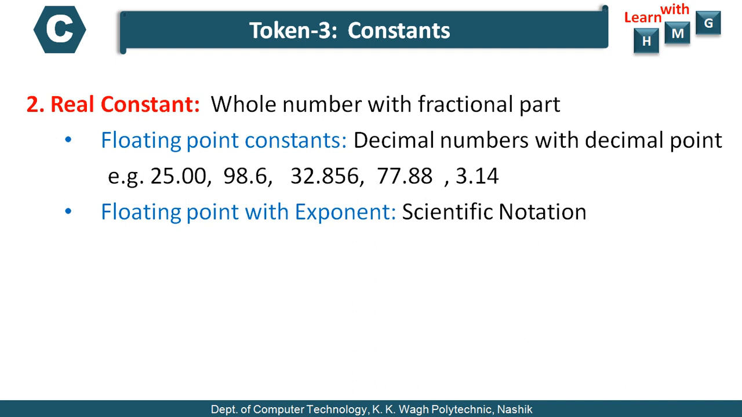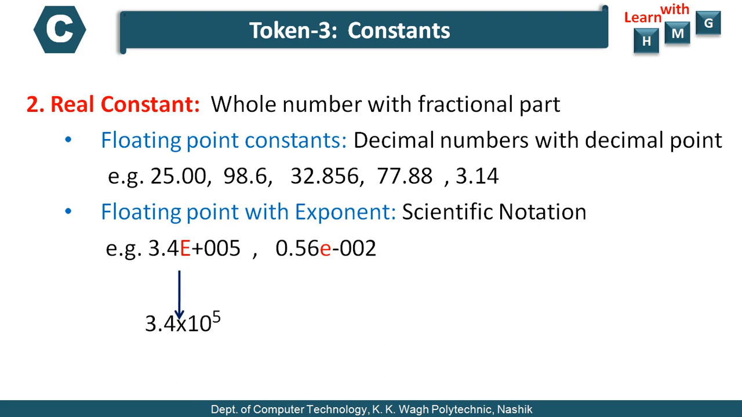Another type of notation is scientific notation, which is floating point with an exponent part. The exponent part is indicated using the letter E, for example 3.4E+005, or 0.56e-002. This is the scientific notation or exponential notation. The first number is nothing but 3.4 into 10 raised to 5, and the second number is 0.56 into 10 raised to minus 2. So in C, whenever you want to use 10 raised to some index value, you have to use E as the exponent part.